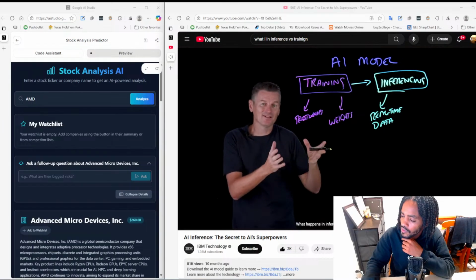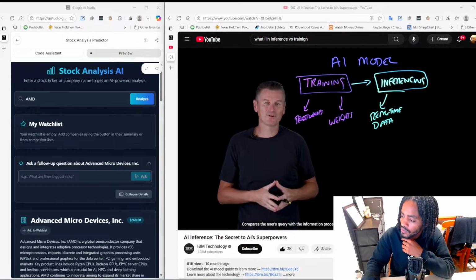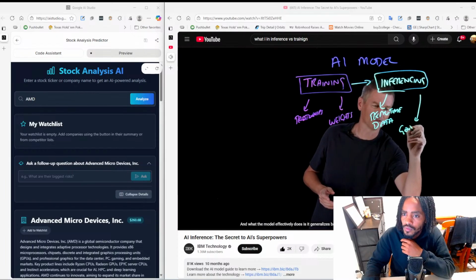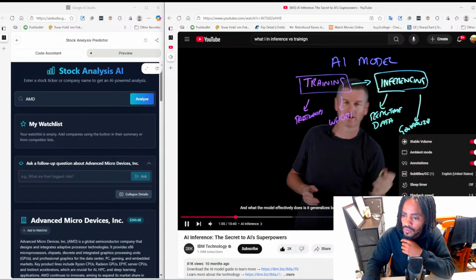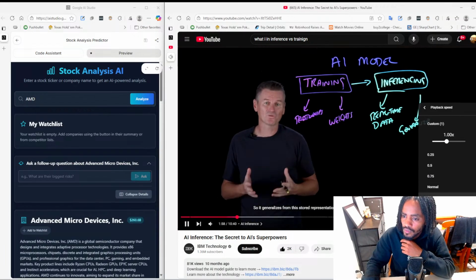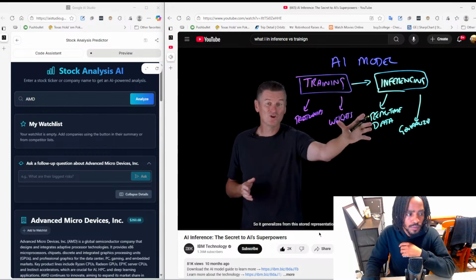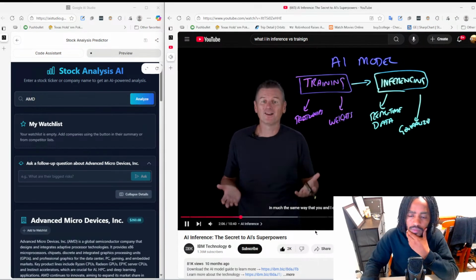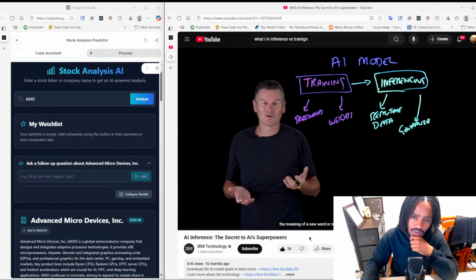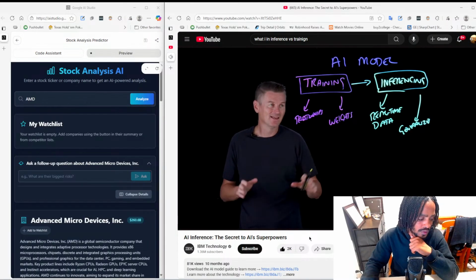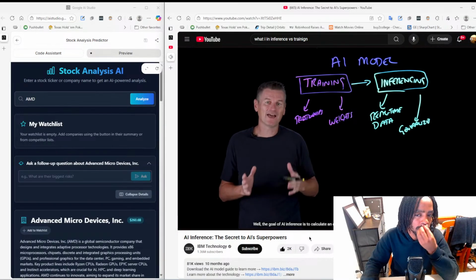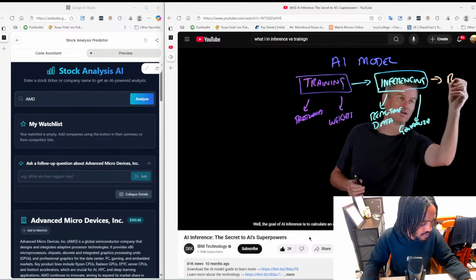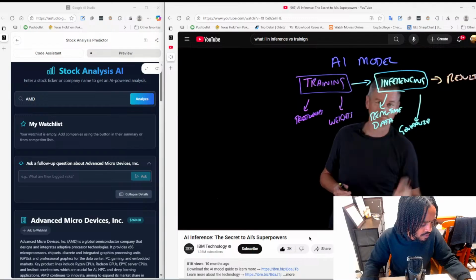What happens at inferencing is the model compares the user's query with the information processed during training and all of those stored weights. And what the model effectively does is it generalizes based on everything that it has learned during training. So it generalizes from this stored representation to be able to interpret this new unseen data in much the same way that you and I can draw on prior knowledge to infer the meaning of a new word or make sense of a new situation. And what's the goal of this? Well, the goal of AI inference is to calculate and output basically a result, an actionable result.